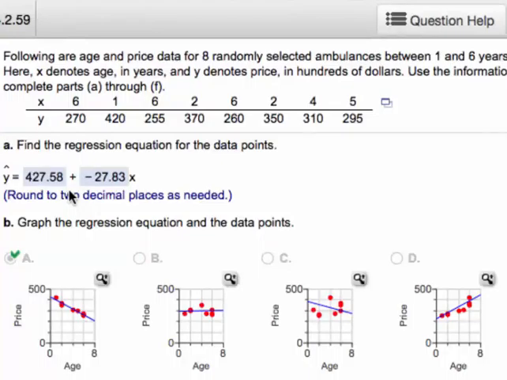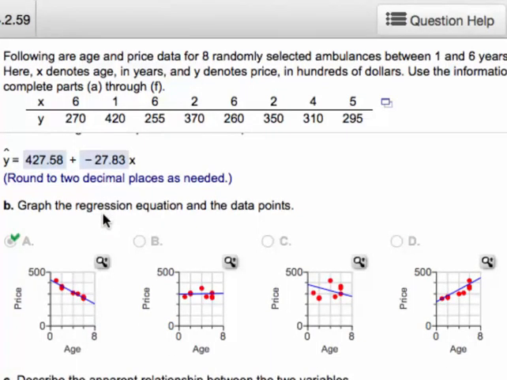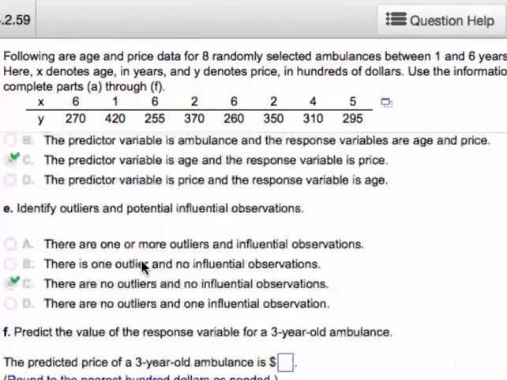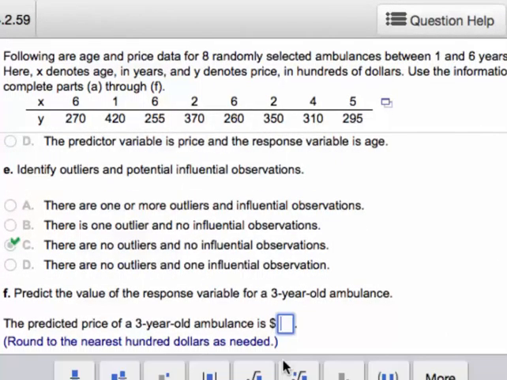27.58 minus 27.83 times 3. As soon as you get it, tell me. Yeah, that sounds about right. So here's 300, 400, like 344. That could be right. Someone else get that? You got 344 point. There's 100, so we have to times that by 100.